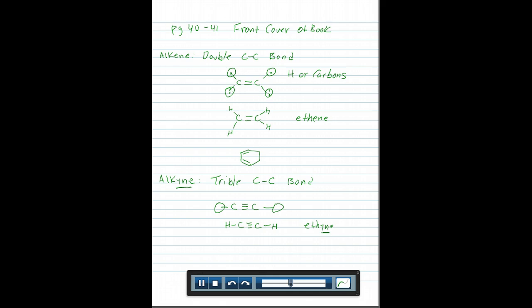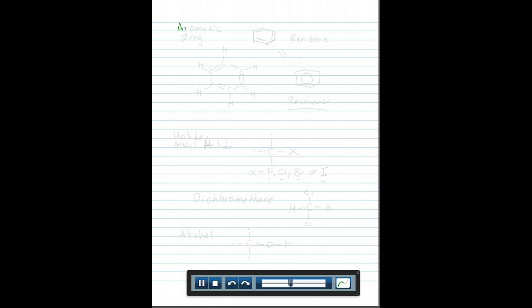The next one, your book calls an arene. I'm going to call it an aromatic ring. Aromatic is very specific. It looks like an alkene, but it's not. It's a 6-membered ring where you have alternating double and single bonds. This is actually called benzene. But aromatic is the class of compounds, and we'll learn more about this in a later chapter about aromatic compounds.